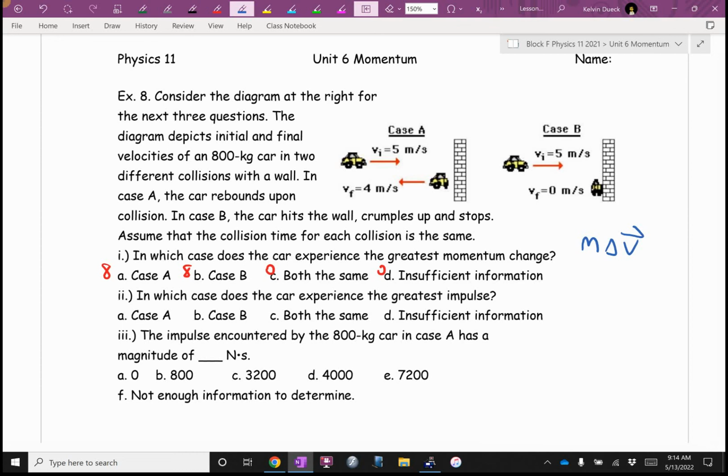I would probably let this way be positive, this way be negative. I think here the change in velocity is 0 minus 5, negative 5. Here, negative 4 minus 5, negative 9. This has a much bigger magnitude change in velocity. I think this one had a bigger impulse or change in momentum. I convinced you of that, okay? It went through a bigger change in velocity. All right.